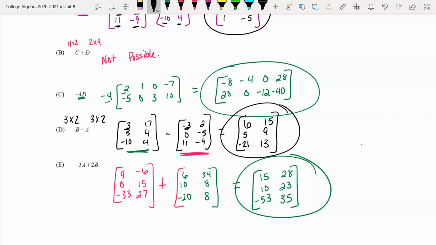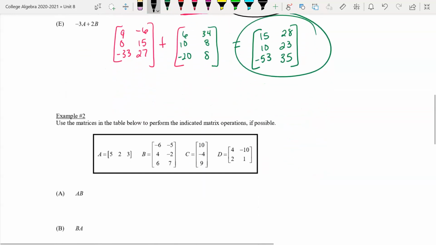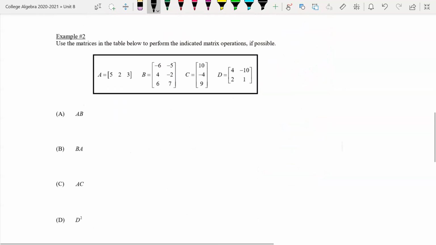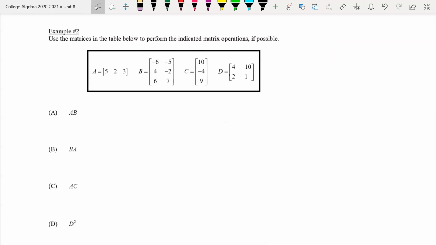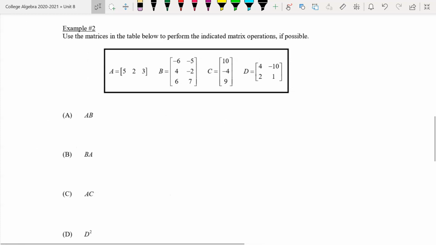So that would be adding a matrix together. So now we kind of get to the tougher ones, which is multiplication. When you multiply, the order does not have to be the same, but you need the inside numbers to be the same. And I'll show you what I mean. So this one, A is a 1 by 3. B is a 3 by 2. C is a 3 by 1, and D is a 2 by 2.